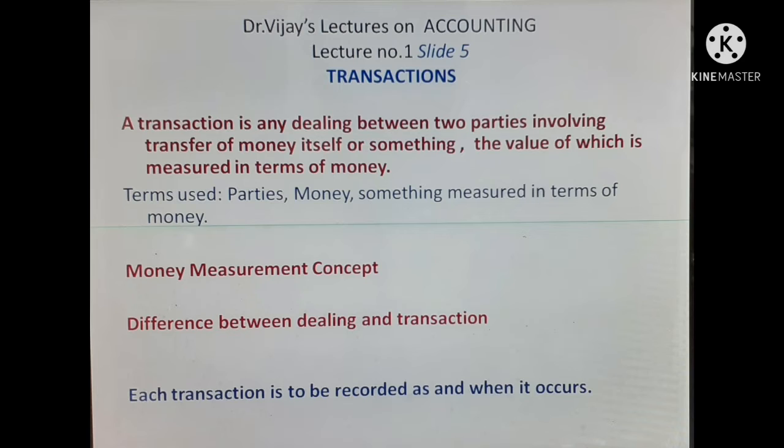This limitation of accounting is known as the money measurement principle. This is a foremost or fundamental principle of financial accounting.